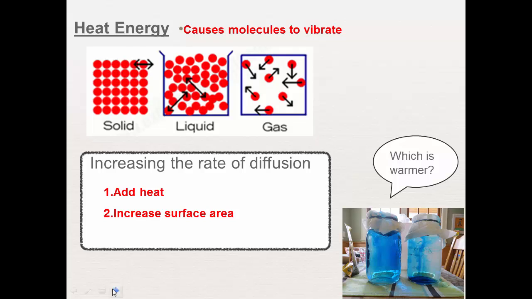Yeah. What word? It's diffused. The dye molecules went from a concentrated area to a less concentrated area more quickly. Diffusion happened more quickly in that beaker because it was warmer.